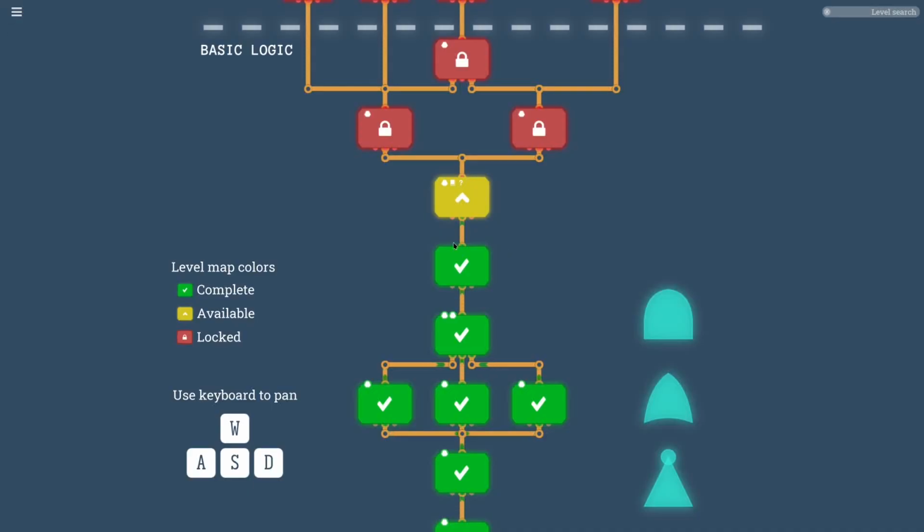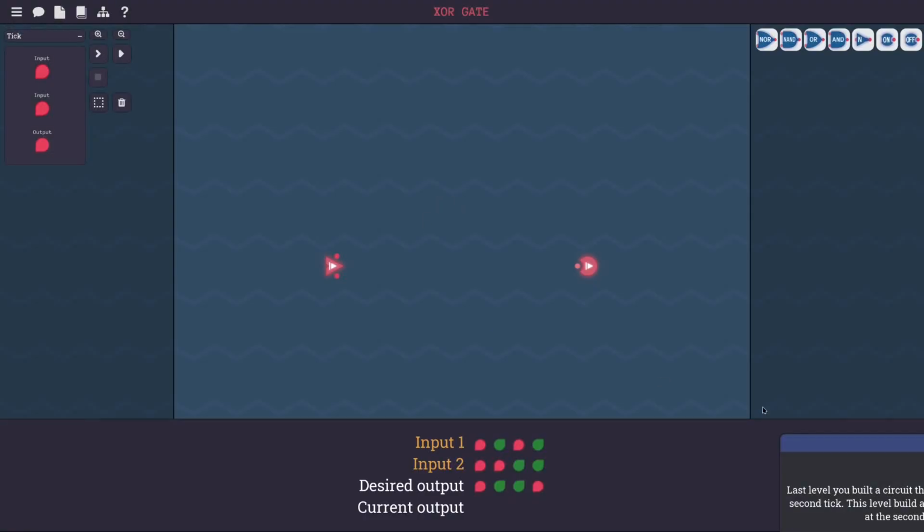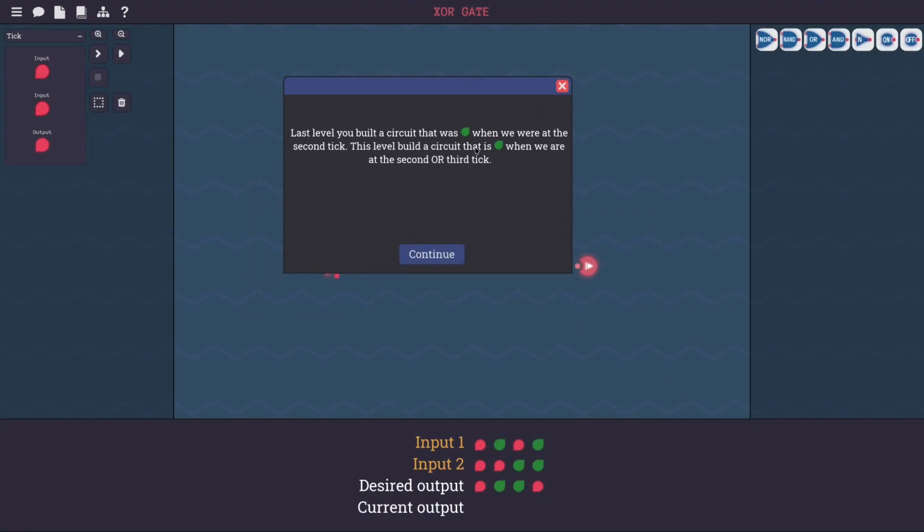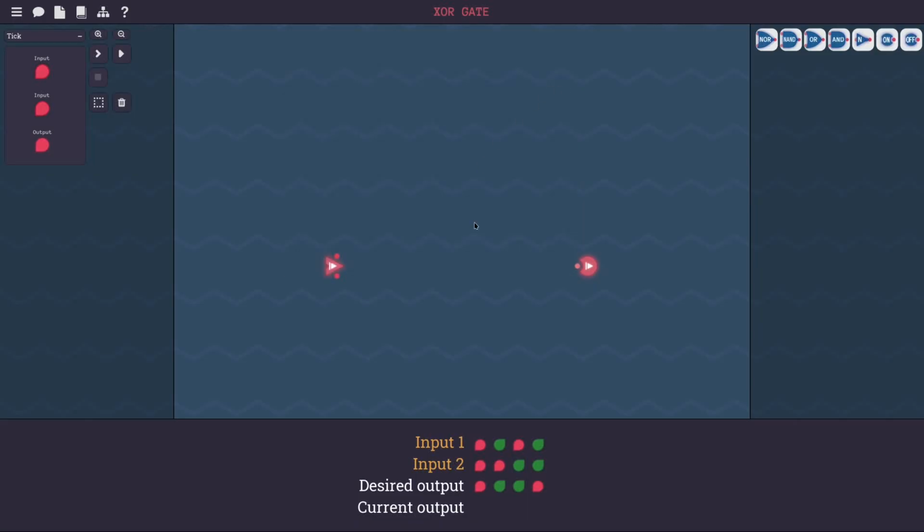Perfect. All right, XOR gates. Last level, we built a circuit that was on when we were at the second tick. This level builds a circuit that is on when we were at the second or third tick. So now, this is the XOR, the exclusive OR gate.